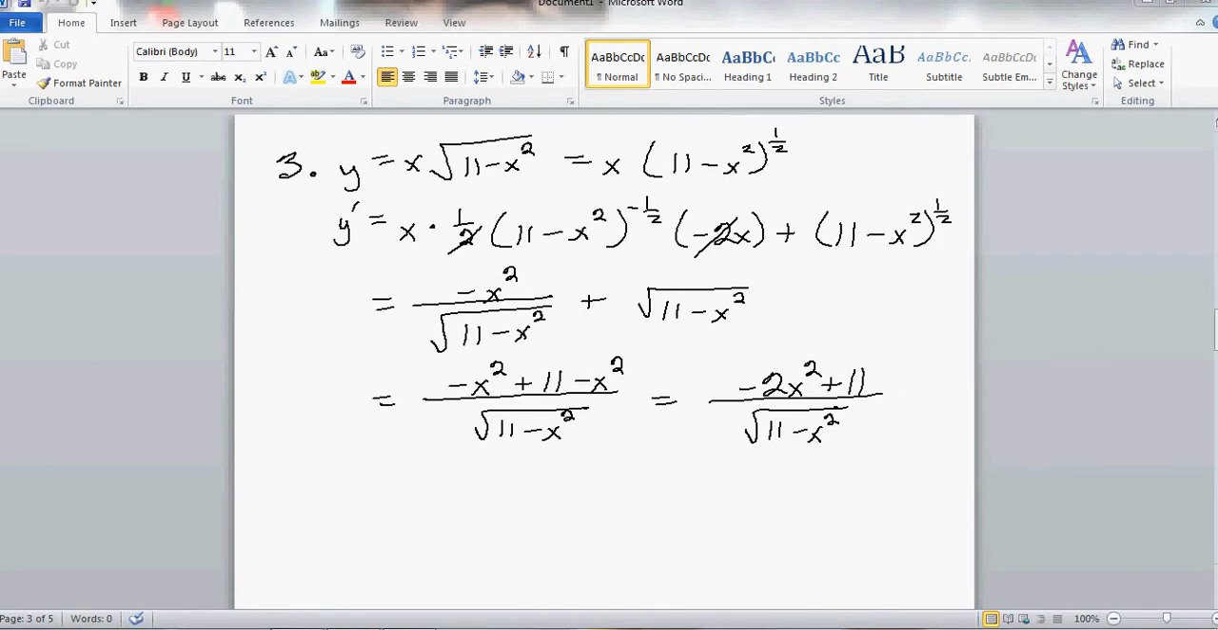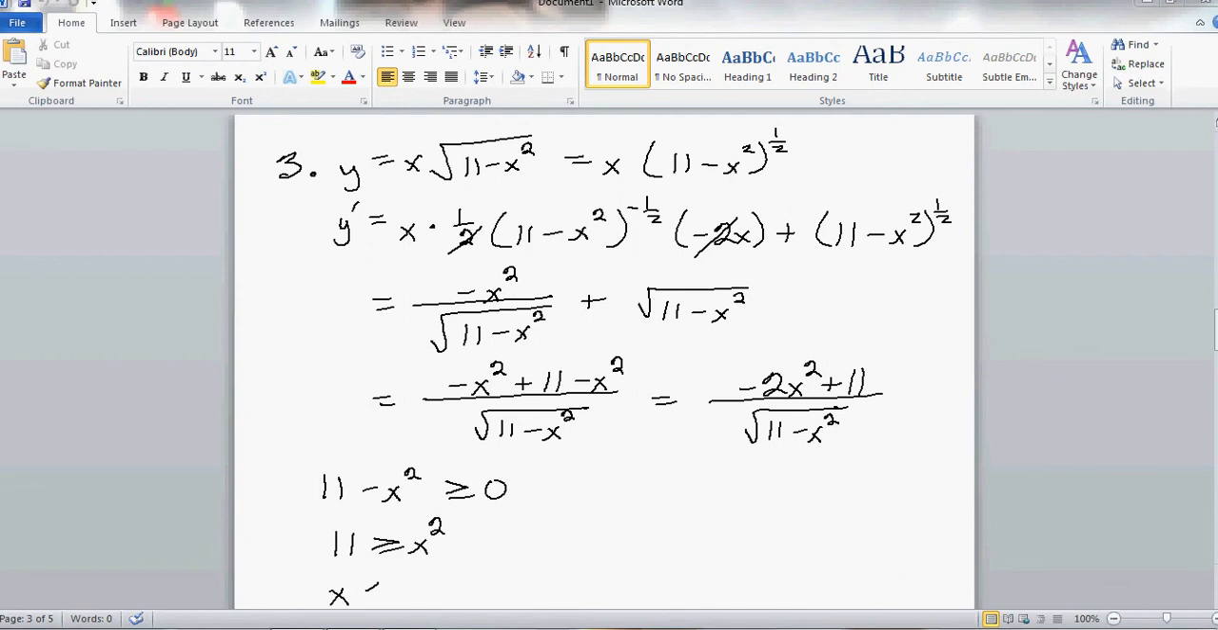Now, we need to find the critical points. Well, the critical points are where either the numerator equals 0 or the denominator equals 0. But one thing we do have to be careful with is, since this is a square root, we have a very limited domain issue that we have to deal with. We know that 11 minus x squared has to be greater than or equal to 0. That's the first thing. And so, solving this, we get 11 is greater than or equal to x squared.